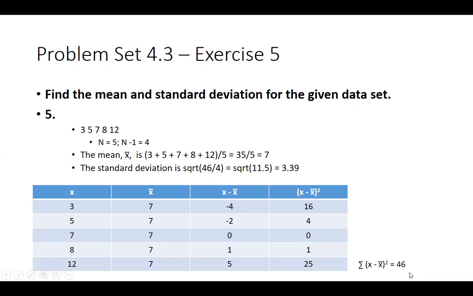The standard deviation then is the sum of the squares divided by n minus 1, and we take the square root of that. So we have the square root of 46 over 4, which is the square root of 11.5, which is 3.39. So we found the mean X bar of 7 and the standard deviation of 3.39.